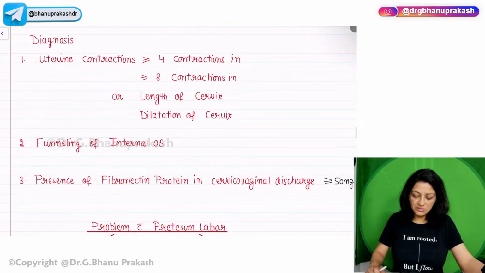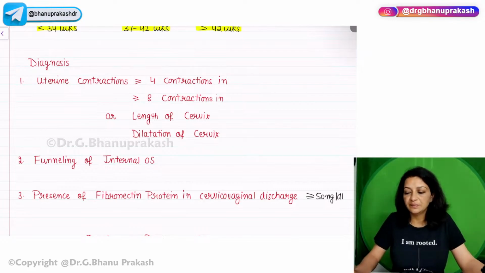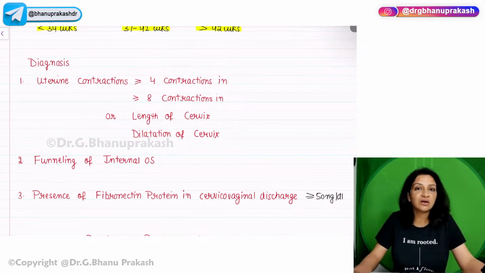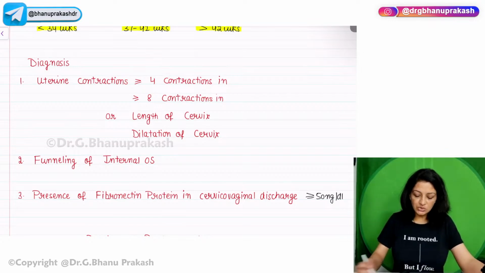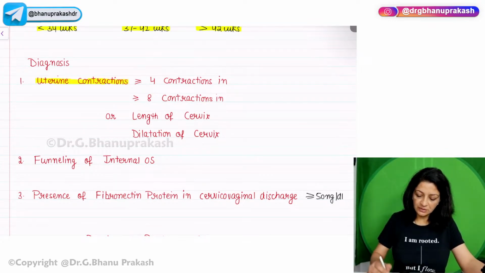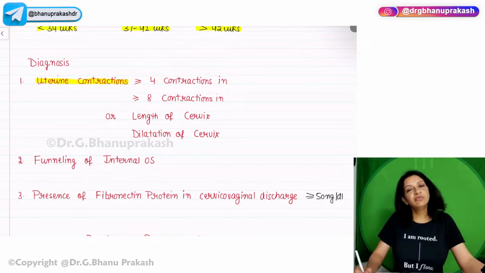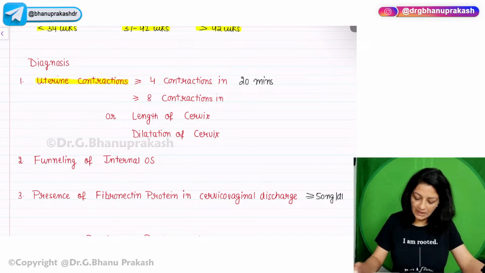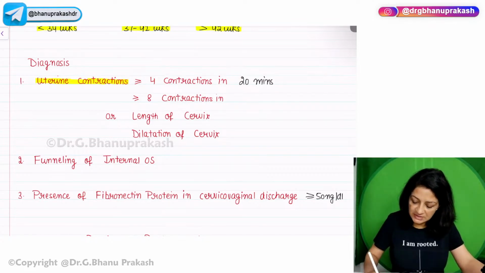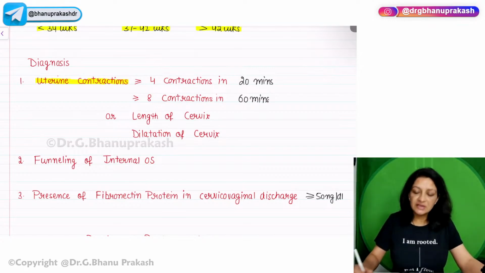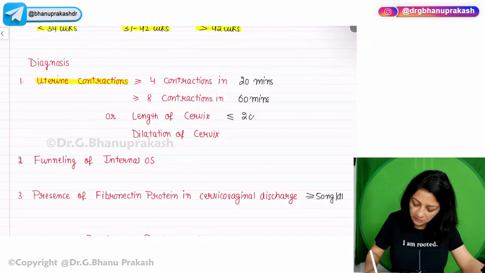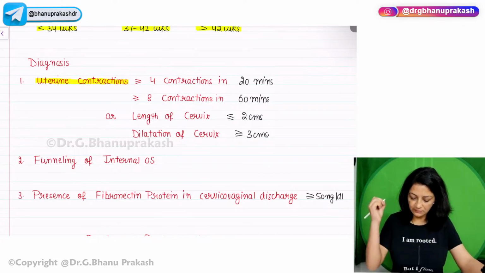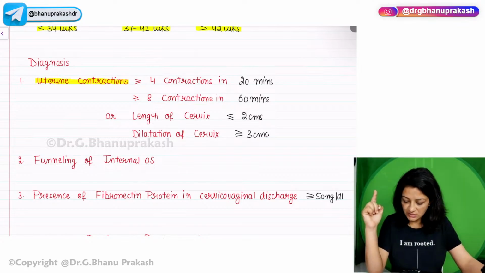So how to diagnose a case of preterm labor? If a patient comes to you, how will you diagnose preterm labor? First one is uterine contractions: more than or equal to 4 contractions in 20 minutes, and more than or equal to 8 contractions in 60 minutes. And length of the cervix is less than or equal to 2 centimeters and the dilatation of the cervix is more than or equal to 3 centimeters. First diagnose, uterine contractions.